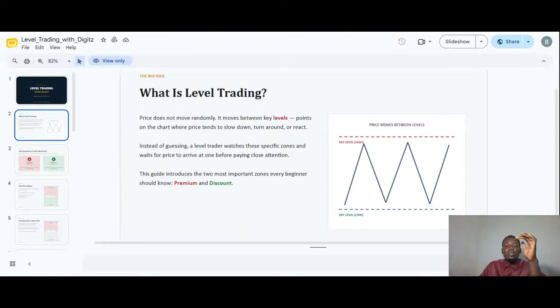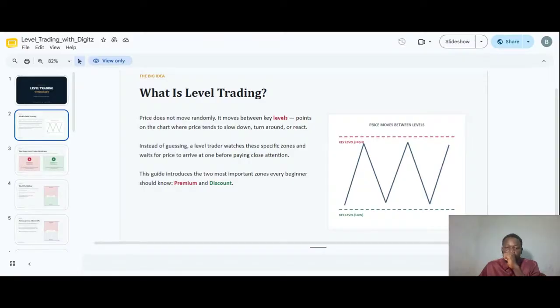Basically, on the chart when it comes to trading, we do three things. We buy, we sell, and we wait. So either you're buying or you're selling or you're waiting. You have to wait until price gets into the zone before you do anything. Like I said, a level trader watches these specific zones and waits for price to arrive at one before paying close attention.